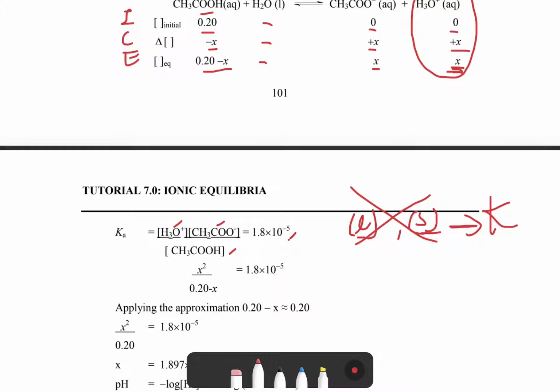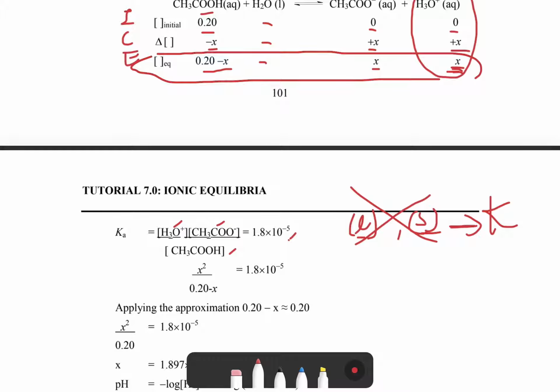Now from the ice table, tengok bahagian equilibrium. At equilibrium, concentrations of hydronium ion is X. Concentrations ethanoate ion is X. So X darab X dapatlah X square. Concentrations of acid 0.2 minus X equal to 1.8 exponent negative 5. So exponent negative 5 is very small. They're below exponent negative 4. So we apply the approximations.